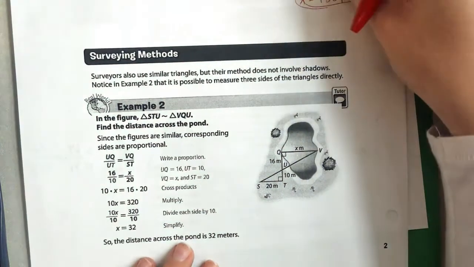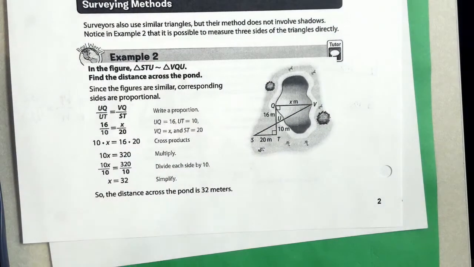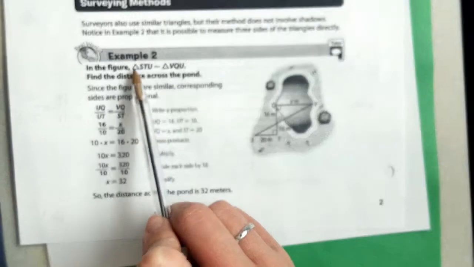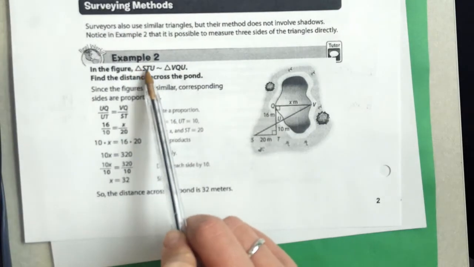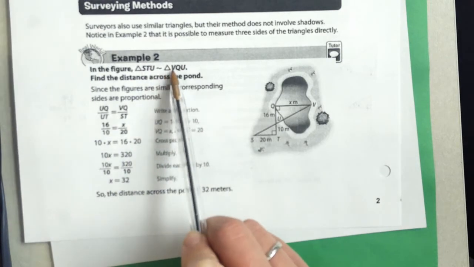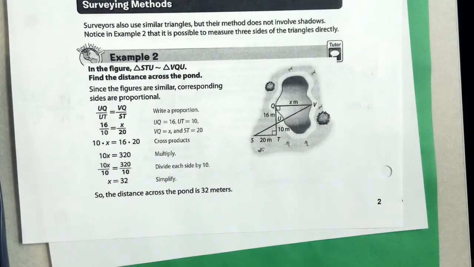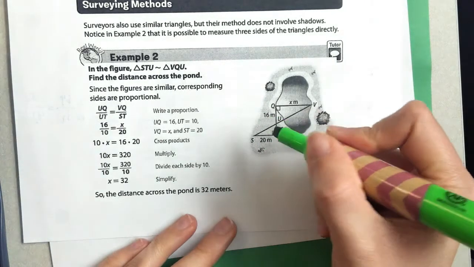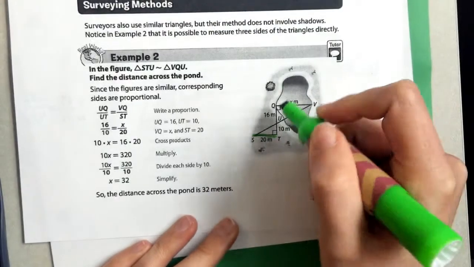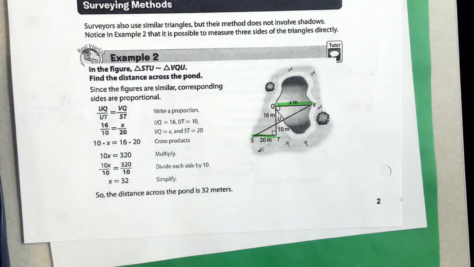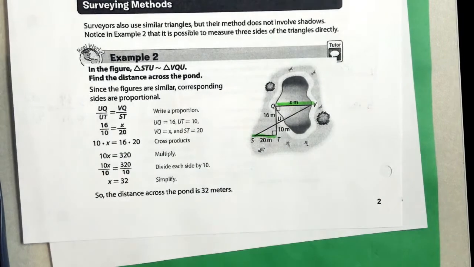So it says in the figure, triangle STU is similar to triangle VQU. That's how you would read this part. Triangle STU is similar to triangle VQU. Find the distance across the pond. So when I'm looking at this, I need to find my corresponding parts. I know that 20 is corresponding to the X. If you have a hard time deciding that, kind of use those angles.